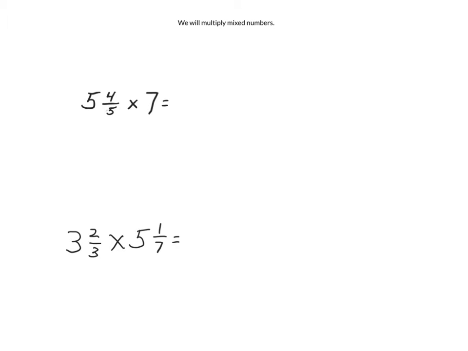Hello everybody, today we're going to multiply mixed numbers. Now to multiply a mixed number, we need to convert it to an improper fraction. To do that, we need to multiply the denominator by the whole number and add it to the numerator. So in this case, 5 and 4/5, we're going to multiply 5 times 5 and add 4.